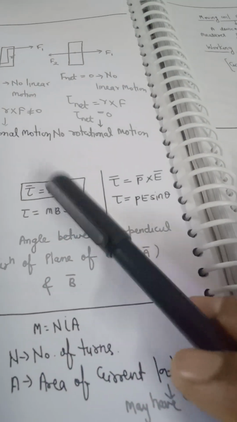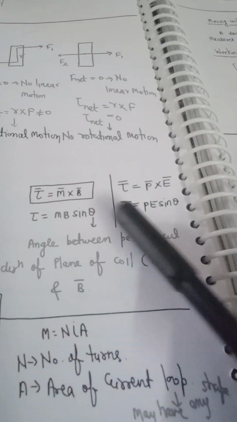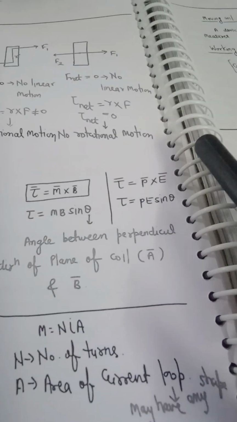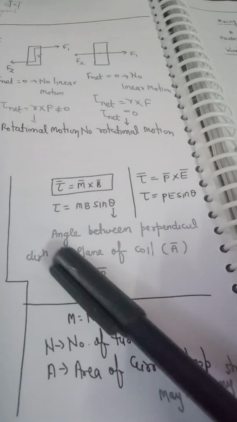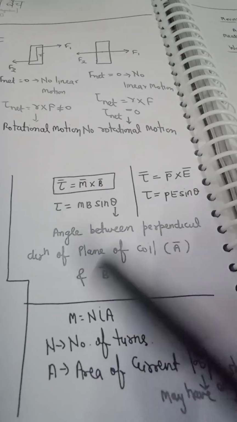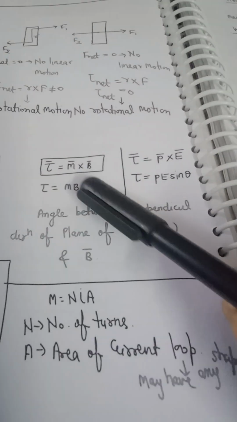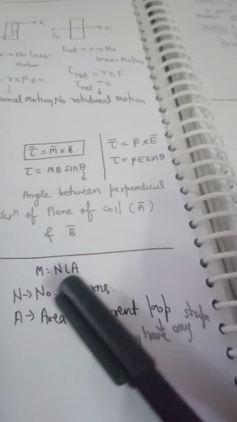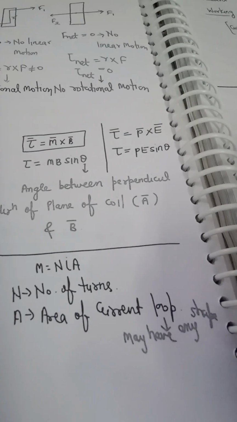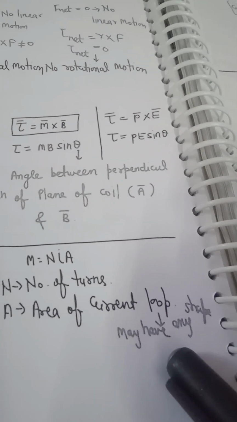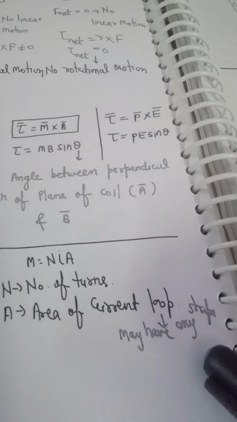Then tau is equal to M cross B, tau is equal to MB sin theta, tau is equal to P cross E, tau is equal to P cross E sin theta. So theta is the angle between the perpendicular direction of the plane of coil A and B. So M is equal to NIA, N is number of turns, A is area of current loop, shape may be any.